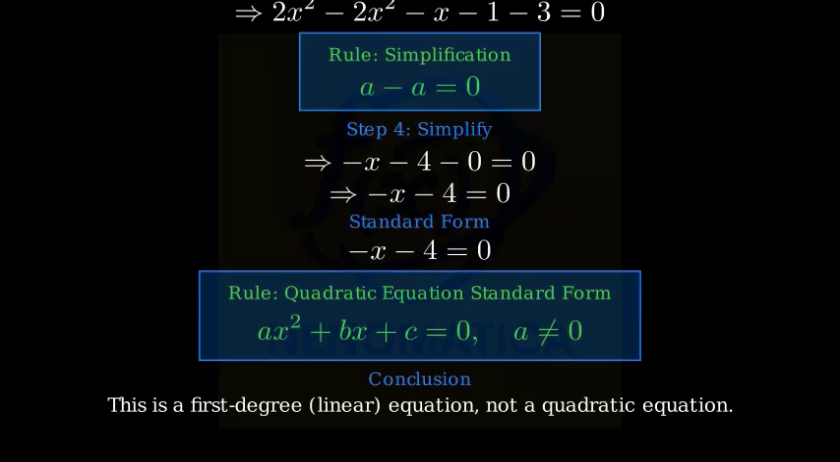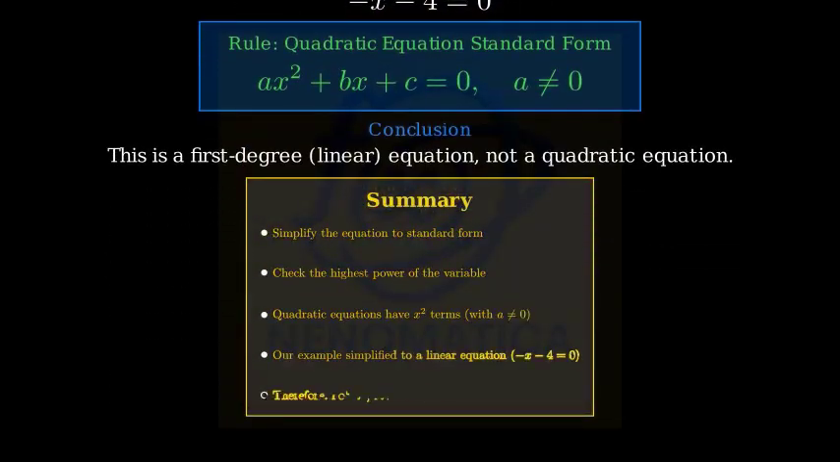Let's summarize what we've learned. To determine if an equation is quadratic, we need to simplify it to standard form. If the highest power of the variable is 2, it's a quadratic equation. If the highest power is 1, it's a linear equation. In this case, our equation simplified to negative x minus 4 equals 0, which is a linear equation.